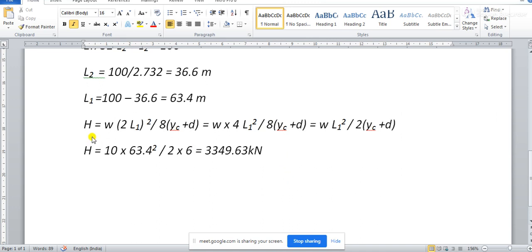Now, the first part of the problem is solved. You have calculated the horizontal portion of the tension in the cable, that is H, right? Now what will you have to find out? You'll have to find out the value of T max. So how do you find the value of T max? So what will be your T max?